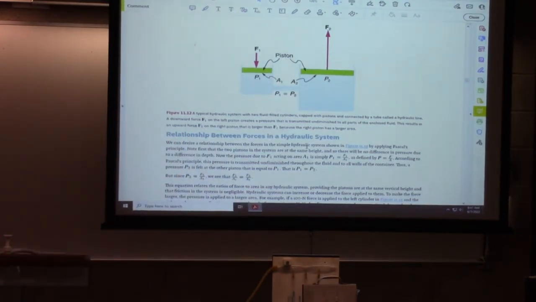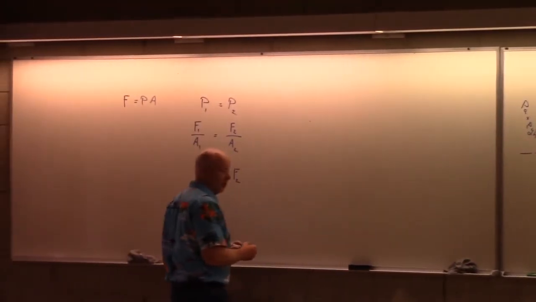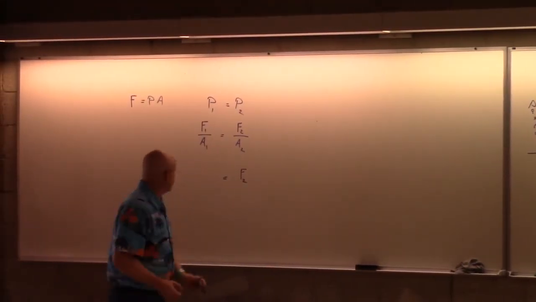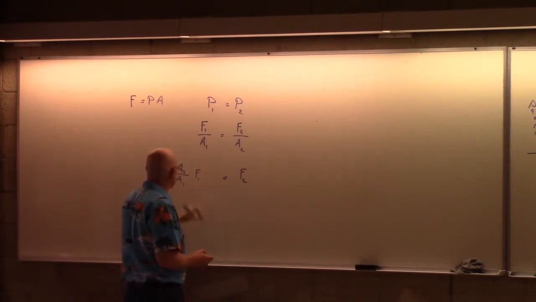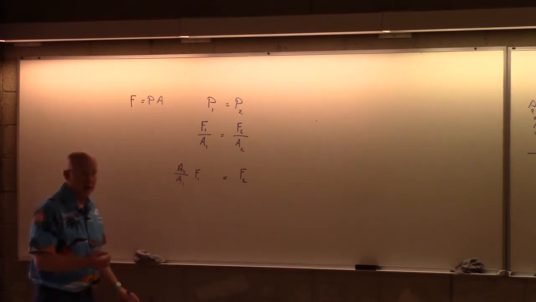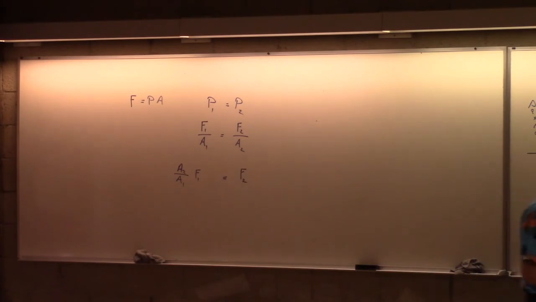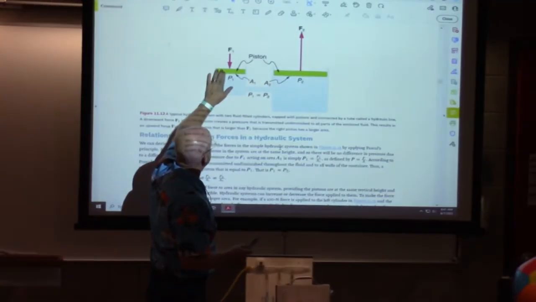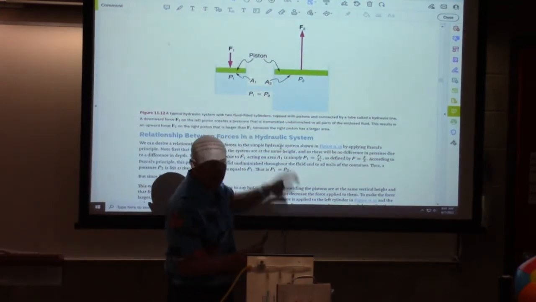And so when I rearrange the math here, I can say force number 2, the amount of force on my lifting cylinder, is then A2 over A1 times the force that I apply to my master cylinder. So on my master cylinder here, I could apply really a small amount of force, but it gets amplified by the ratio of area 2 to area 1.